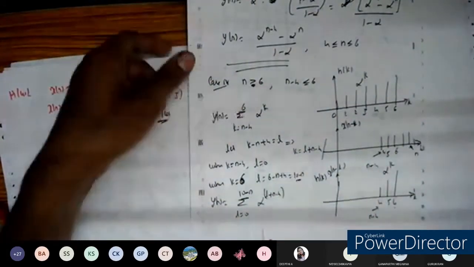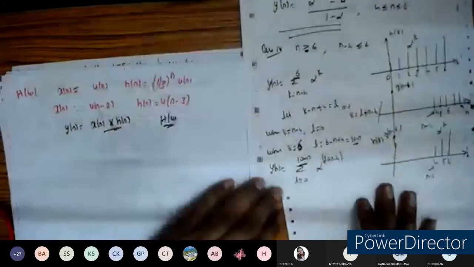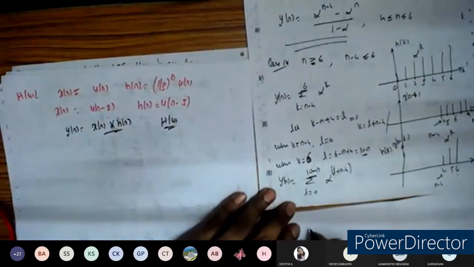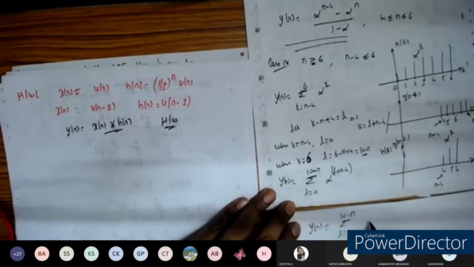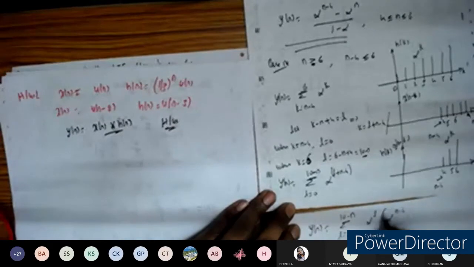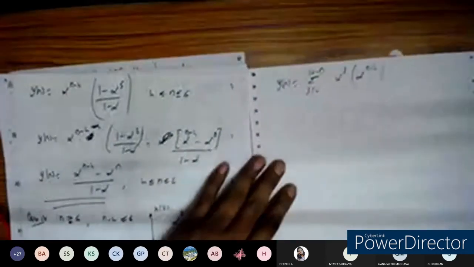Any doubts till this point? I'm going to read it here. So y of n is equal to the summation L equal to 0 to 10 minus n, alpha to the power of L into alpha to the power of n minus 4. This is not a function of the summation, so I'm going to split the term here.